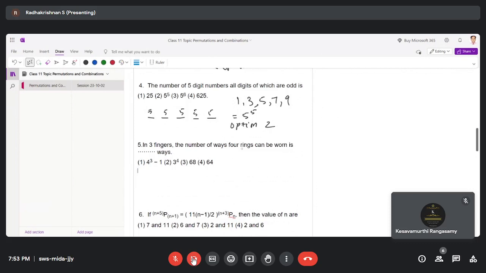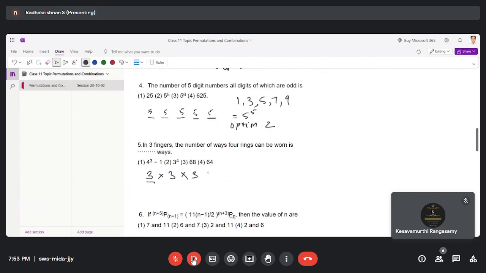So since it says 4 rings can be worn, we have to take a ring, and it can be put on any of the 3 fingers. So that means 3 options for it. Okay, take a second ring, so that can also be worn on any of the 3 fingers.